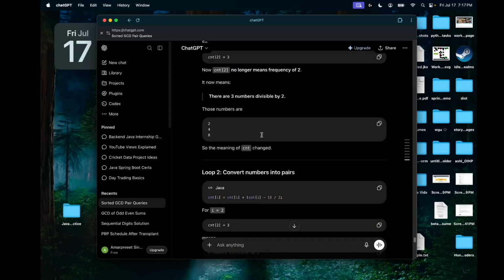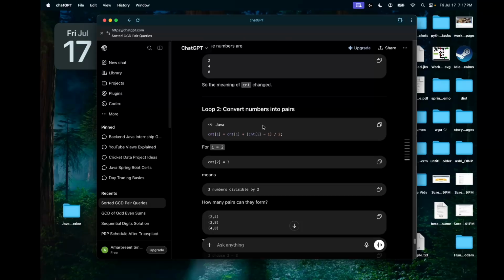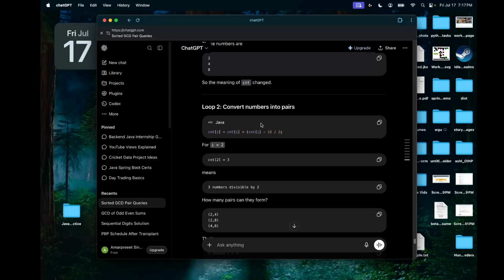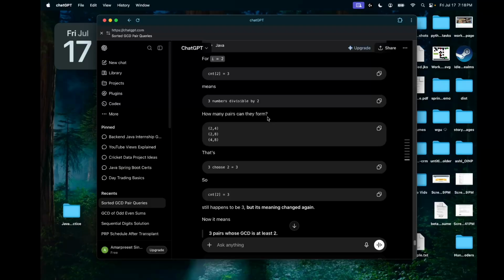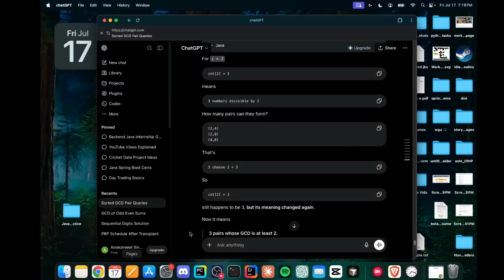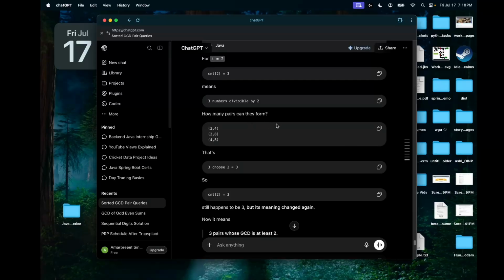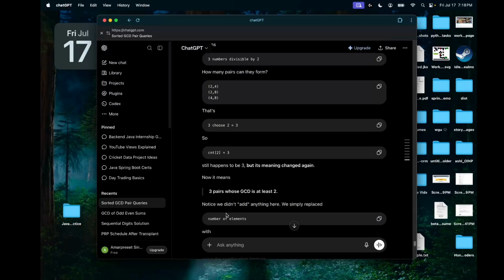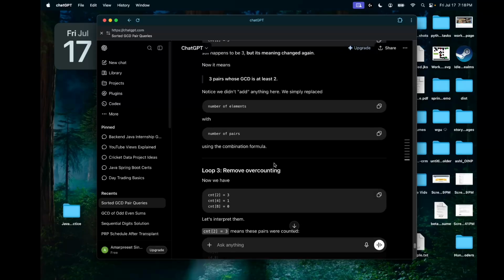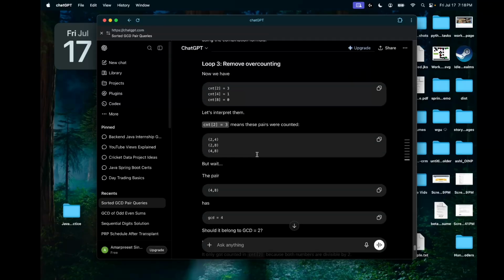Okay, so the meaning of count changed. It converted into pairs, which means there are 3 numbers. Now how many pairs can they form? 3 numbers can form 3 pairs. Oh okay, I see. So it still happens to be 3, but its meaning has changed. Now it means 3 pairs. Notice we didn't add anything here, we just simply replaced the number of elements with the number of pairs using the count.